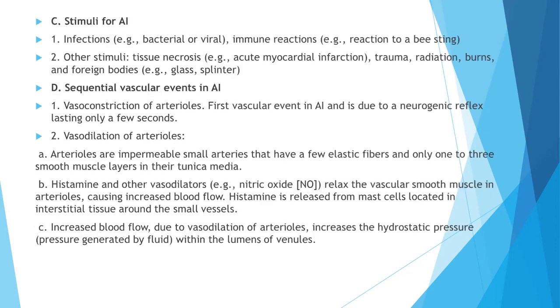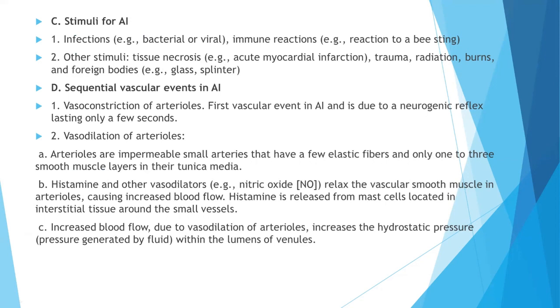mediators. Now, what are the stimuli of acute inflammation? It may be anything like infections, for example, bacterial or viral, immune reactions, for example, reaction to a bee sting. Other stimuli may be tissue necrosis, for example, acute MI, trauma, radiation, burns, and foreign bodies.